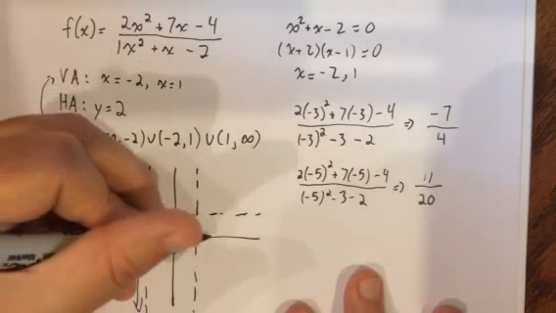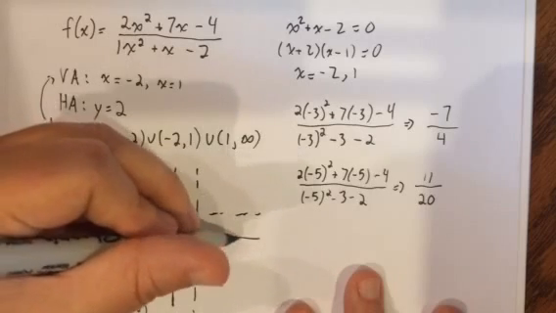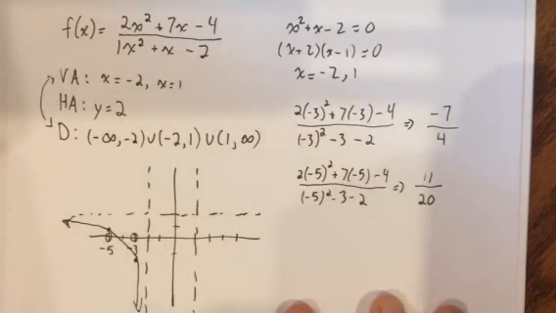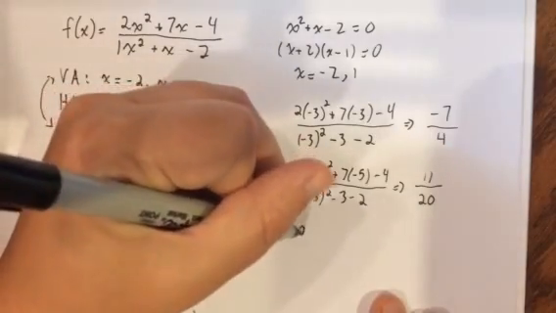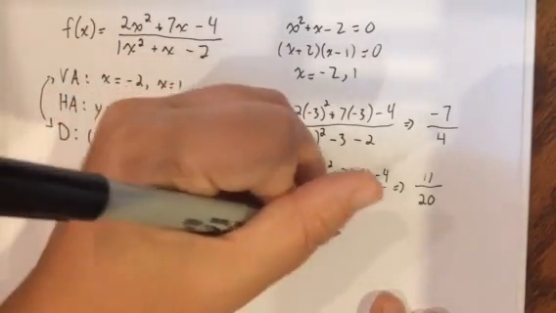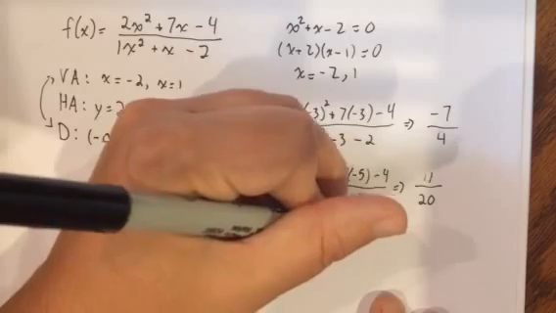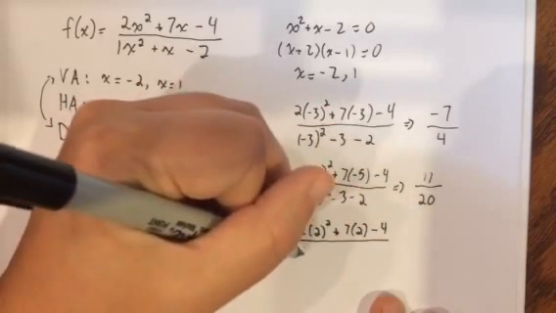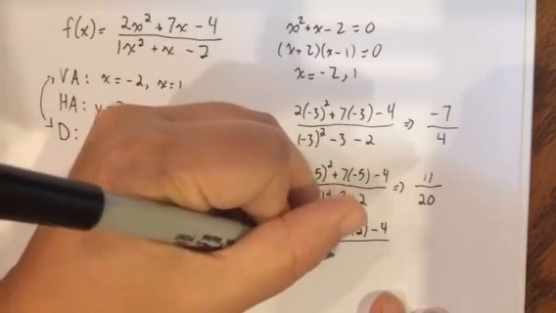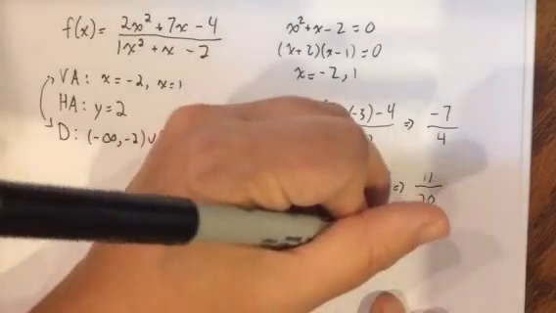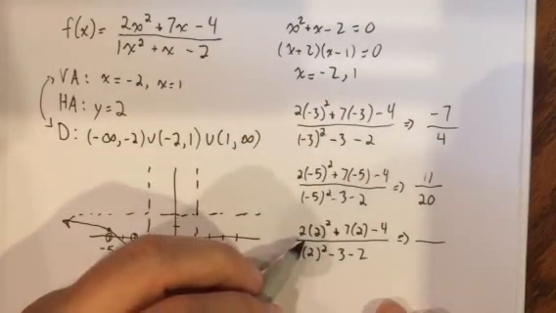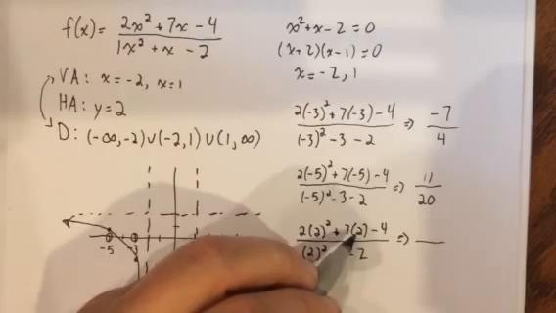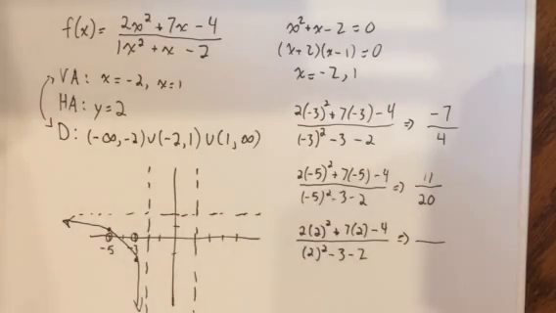Can do that above 1. Can sub in 2, 3, or 4. So let's do that. If I sub in, say, 2, I'll get 2 times 2 squared plus 7 times 2 minus 4, all over 2 squared minus 3 minus 2. So on the top, I would get 4 times 2 is 8, plus 14 would be 22, minus 4 would be 18.